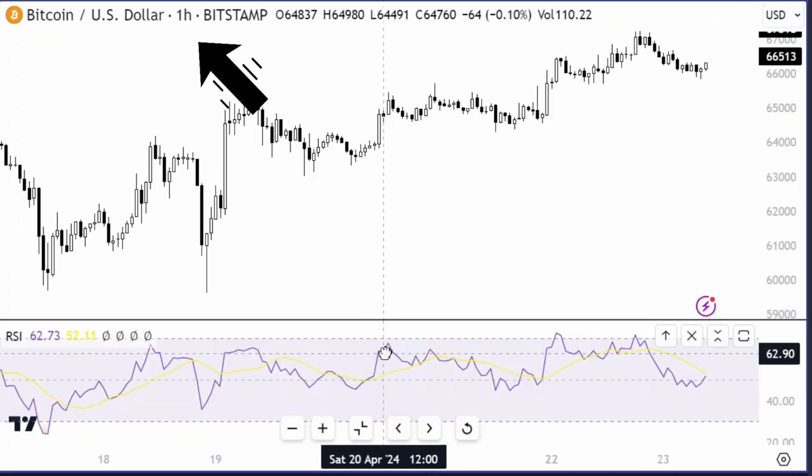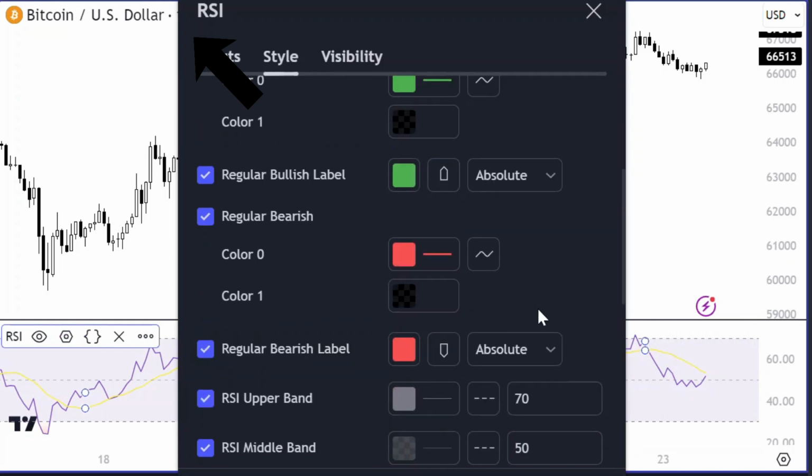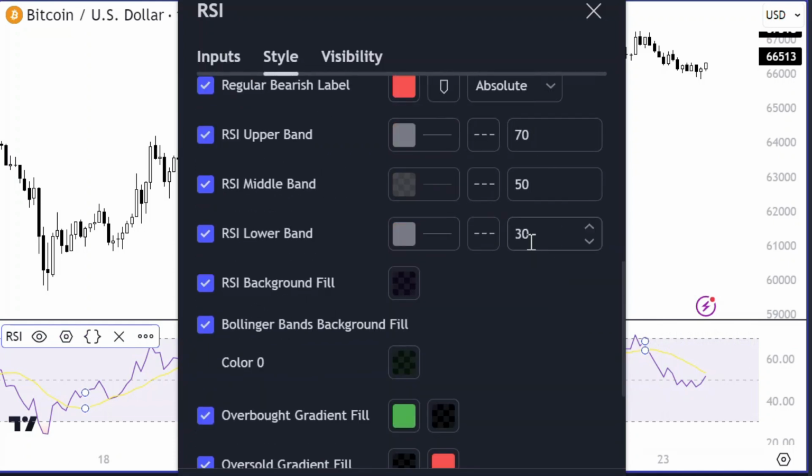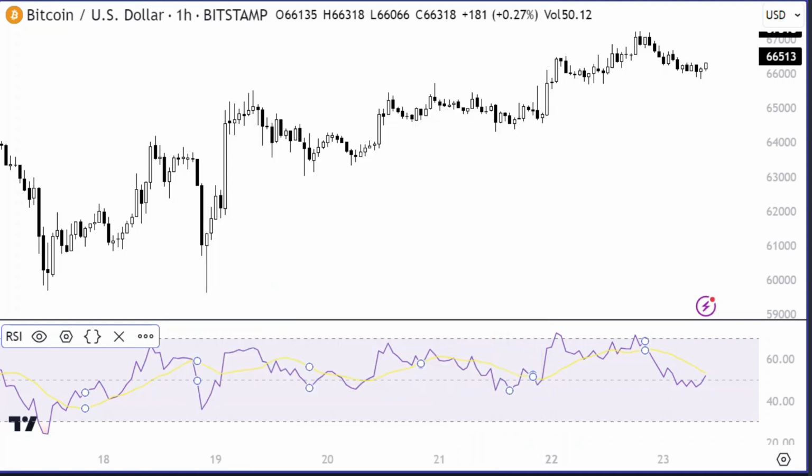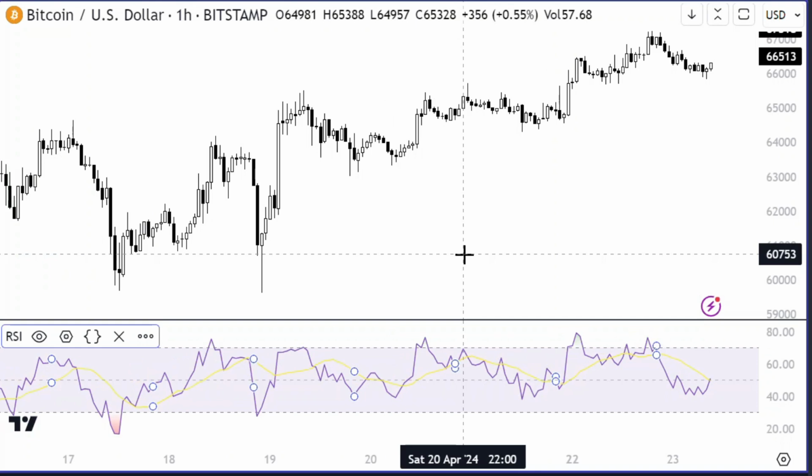And for the settings, we're going to keep the overbought, oversold zones at 70 and 30. We're not going to change those. For the inputs, we're going to drop the RSI length down to 9. It's going to make it more responsive when price is moving.